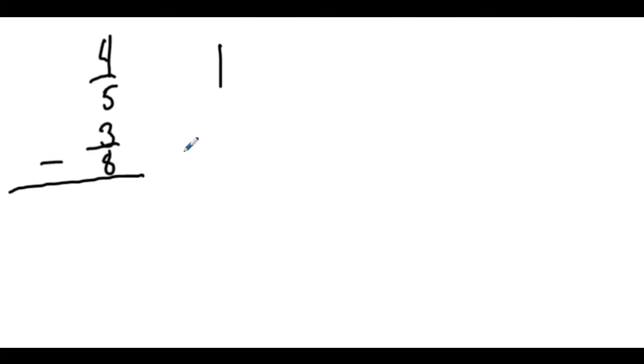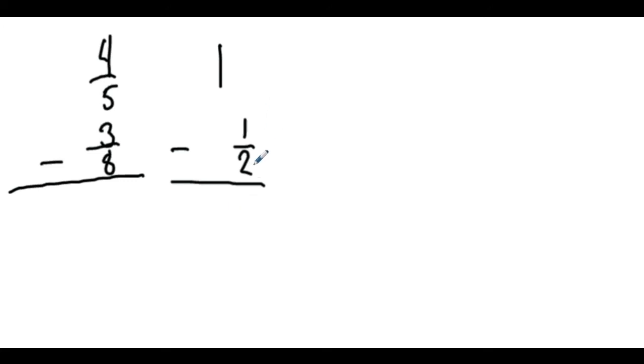Now we estimate the next one. I'm going to put my subtraction symbol so that I don't forget it later. 3/8. 3 is about halfway to 8. Between 0 and 8, 3 is about halfway. So I can think of this as 1/2. So as you can see, we're not worried about the denominators right now. We're just estimating.